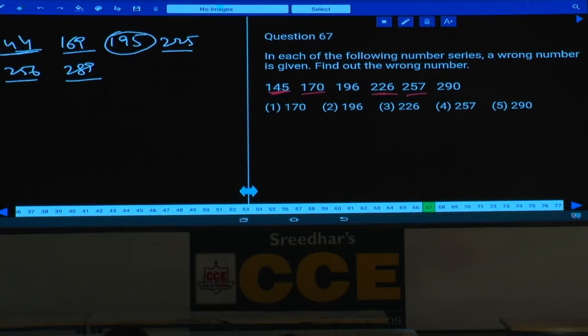And this is the odd one. This is the wrong number. Hence all the given numbers can be written as n square plus 1, where n is 12, 13, 14, 15, 16, 17. 12 square plus 1, 13 square plus 1, 15 square plus 1, 16 square plus 1, 17 square plus 1. What is the correct number here? 197 is the correct number, 14 square plus 1. Hence, choice 2 is the answer. Question number 67, choice 2. The given numbers can be written as n square plus 1.